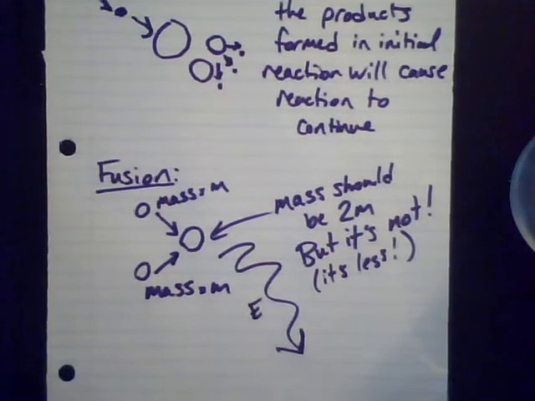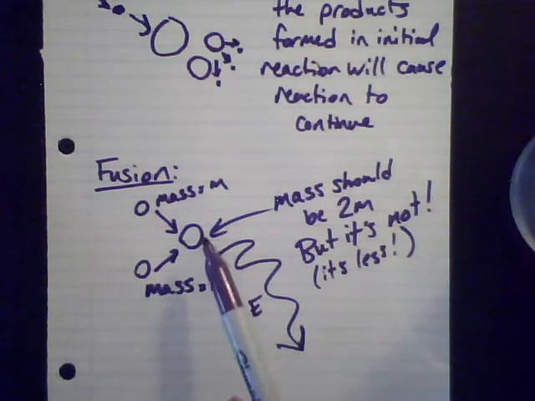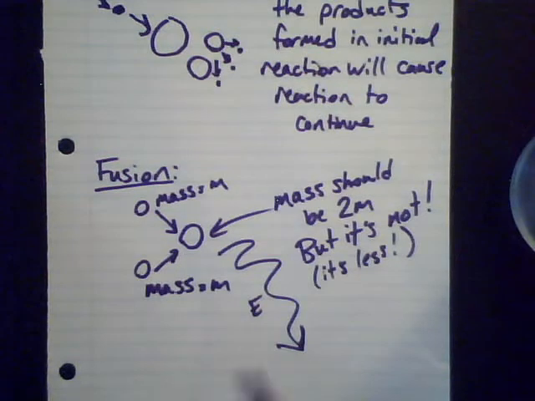You have to slam these 2 things together with a lot of energy, and then once you do, the resulting nucleus is going to eject a bunch of energy. And then when I look at the relationship between the 2, what I thought should be 2m is slightly less because of the energy that is lost.